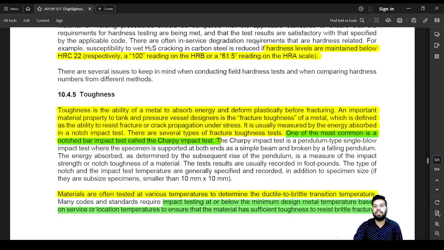There are often in-service degradation requirements related to hardness. For example, susceptibility to H2S cracking in carbon steel is reduced if the hardness levels are maintained below HRC 22.